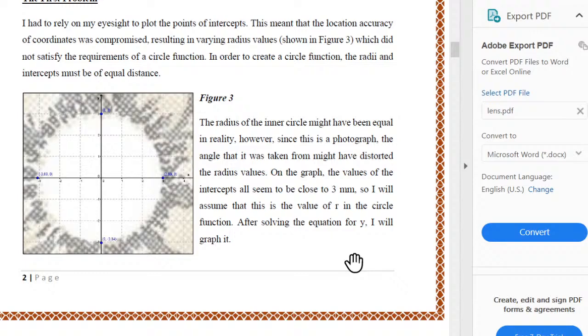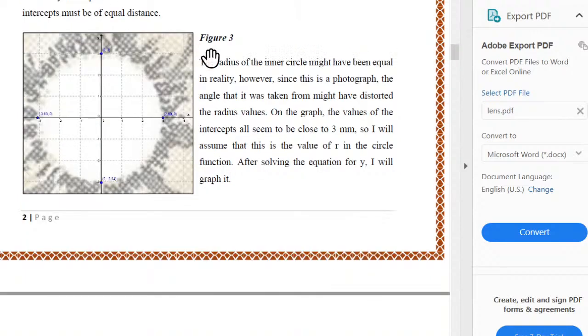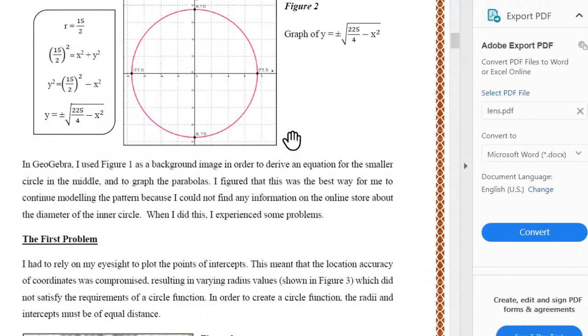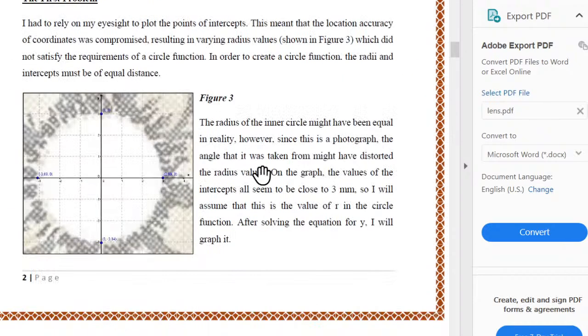Equal distance. Okay. The radius in the circle might have been equal in reality, however, since the photograph... so they're overlaying this on top of the circle they drew. Now the intercepts all seem to be close to 3 millimeters, so I'll assume this. It's nice, but it's not yet confusing for the reader.